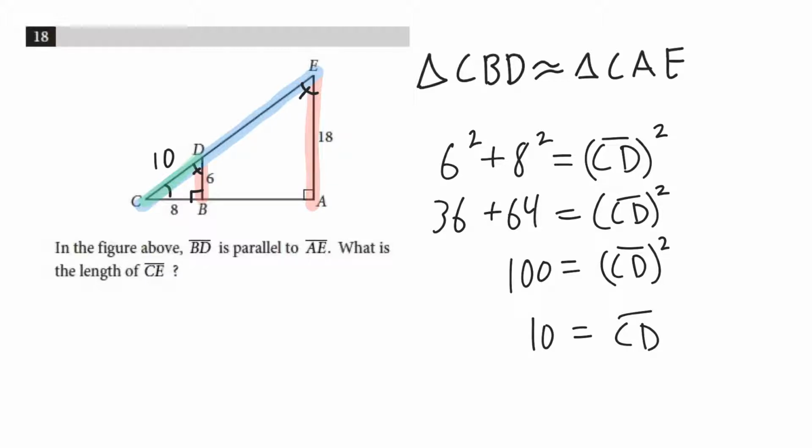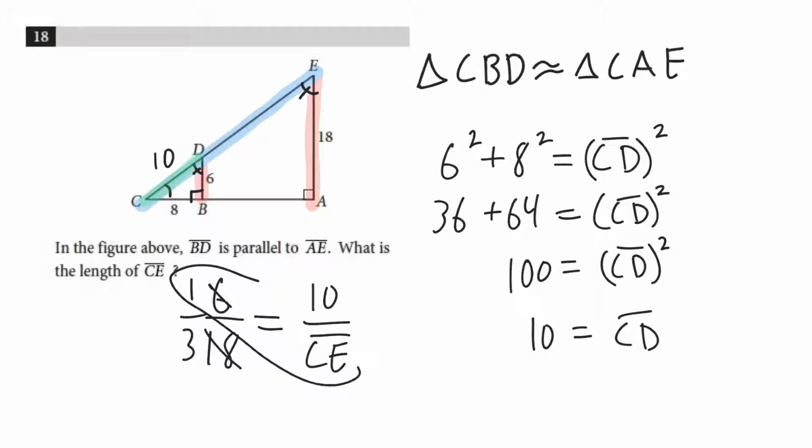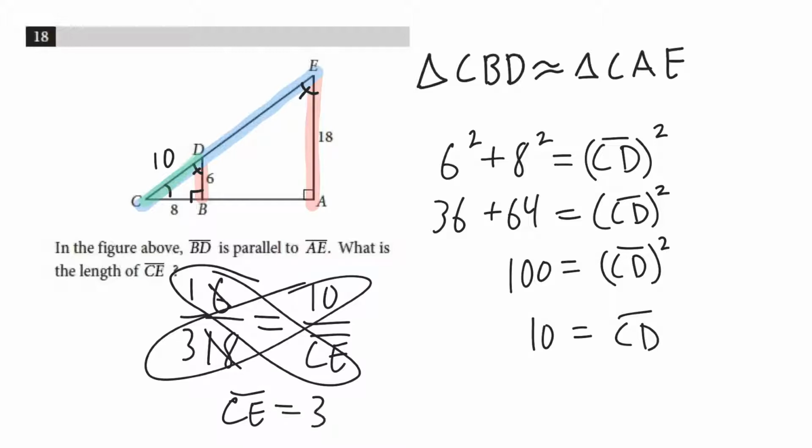CD equals 10. Alright, well, if CD equals 10, then we can set up a proportion. We know that 6 on the smaller triangle is to 18 on the larger, as 10 on the smaller triangle is to CE, exactly what we're trying to find. Now I'm just going to reduce this fraction on the left to 1/3. Now if I cross multiply, 1 times CE equals 3 times 10, I'll get CE equals 30. And that's the length of this whole side.